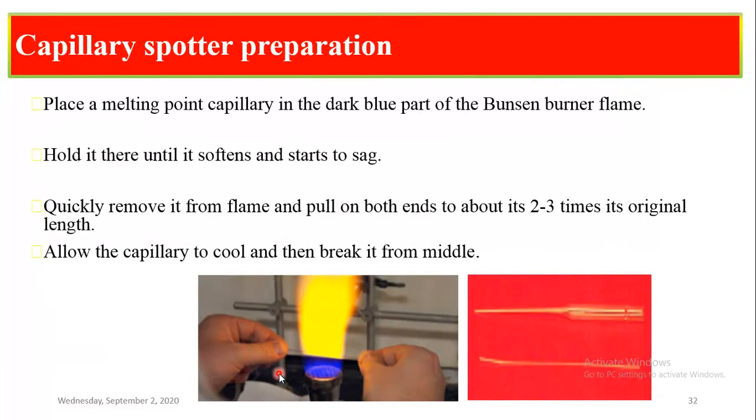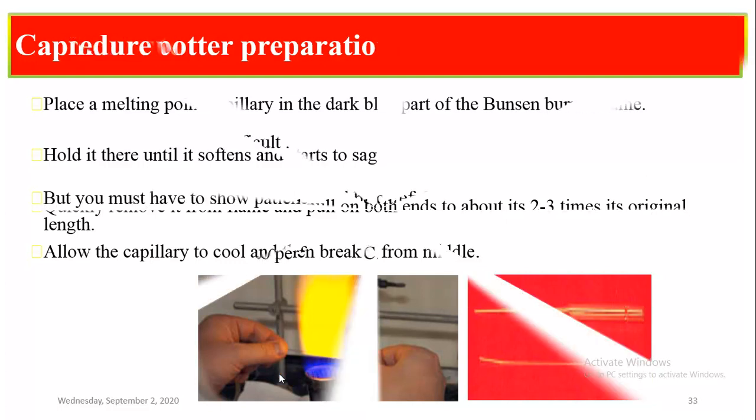Capillary spotter preparation, which is used for sample loading. It is made from a glass tube heated in a flame, and we will make a capillary which we will use for the spot.